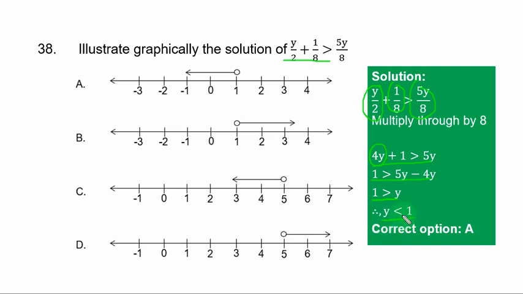Now, when you have a strict sign of inequality, what you use is an open dot. So all the options, they are open dots. Now, less than 1, so it means the arrow will point towards your left where you have numbers less than 1. So A is the correct option.